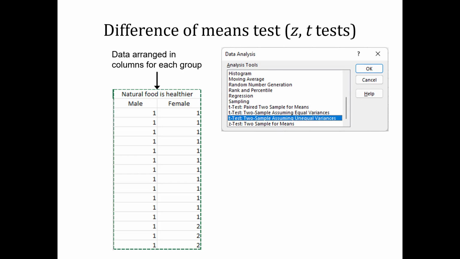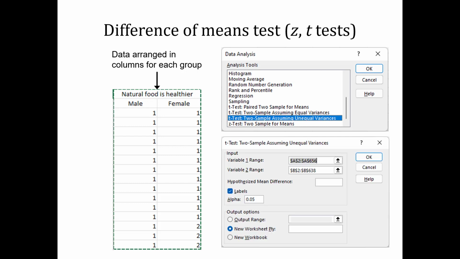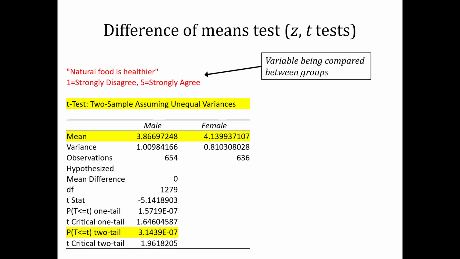After you click on the data analysis icon in Excel, select the option t-test two-sample assuming unequal variances. This box will then pop up. Fill in the range for the two variables, check the box for labels and indicate where you want the output. Let's look at the results.